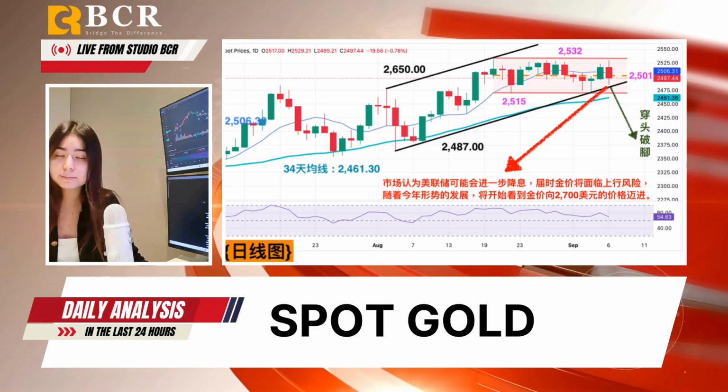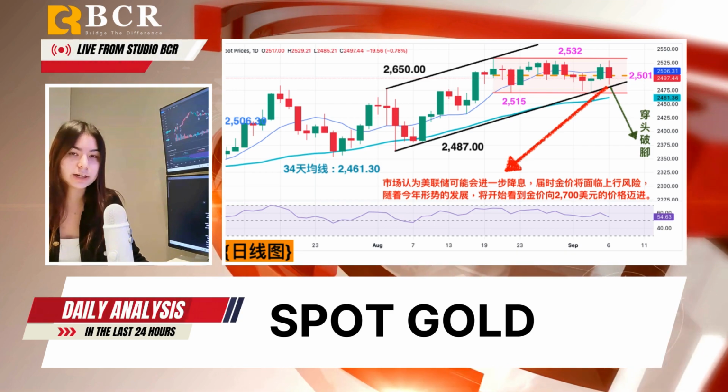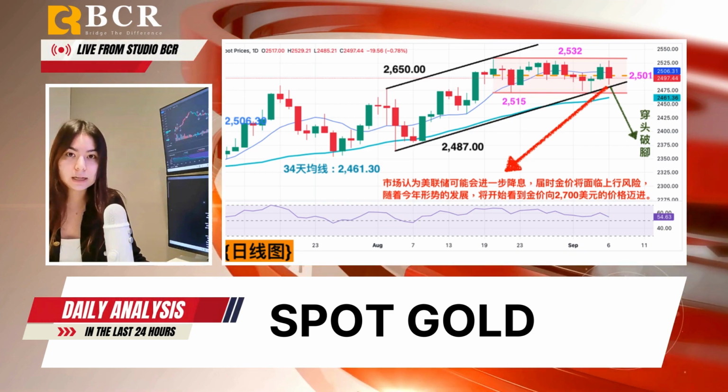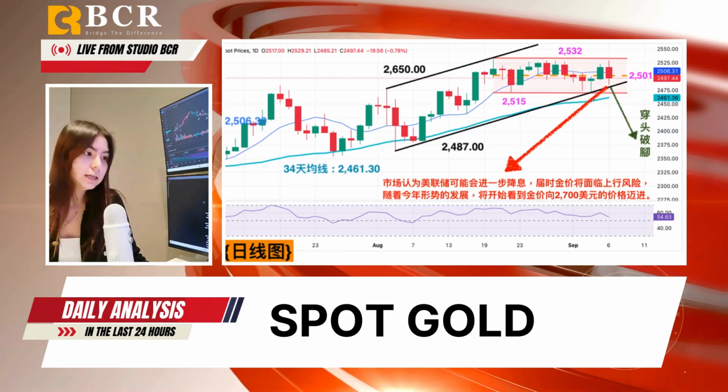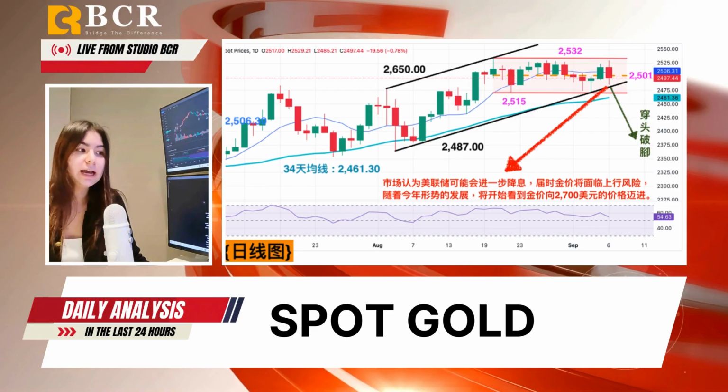On the upside, resistance is at 2,506.30, with potential targets at 2,530, 2,631.70, and 2,650, which is the upper channel line.